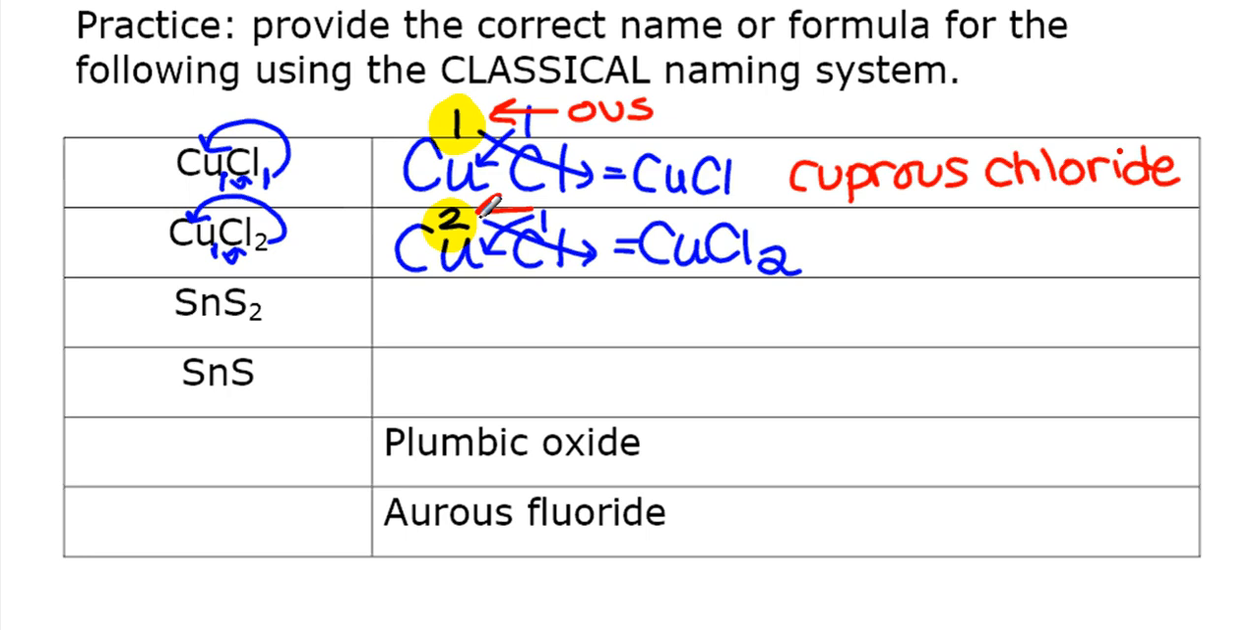Here, since the 2 is larger, this one's going to be your IC ending. 2 is bigger than 1. So we call this metal cupric with the classical system, and the second part of the name is exactly the same.